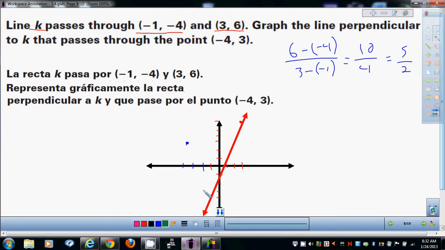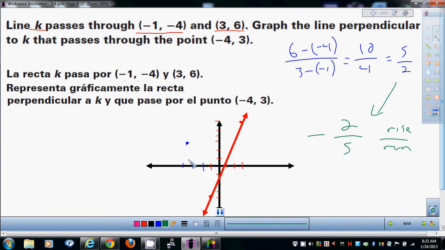Now negative, is that going to go down or up? Down. Remember, slope, rise over run. So instead of going up 2 and over 5, I'm going to go down 2 and over 5. Down 1, 2, over 5. Where am I right now? Am I at 3? Yes, I am. No, I'm at negative 4. 1, 2, 3, 4, 5.